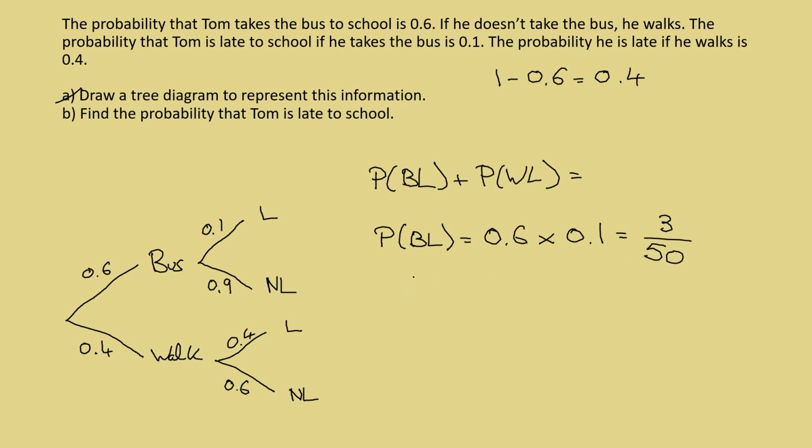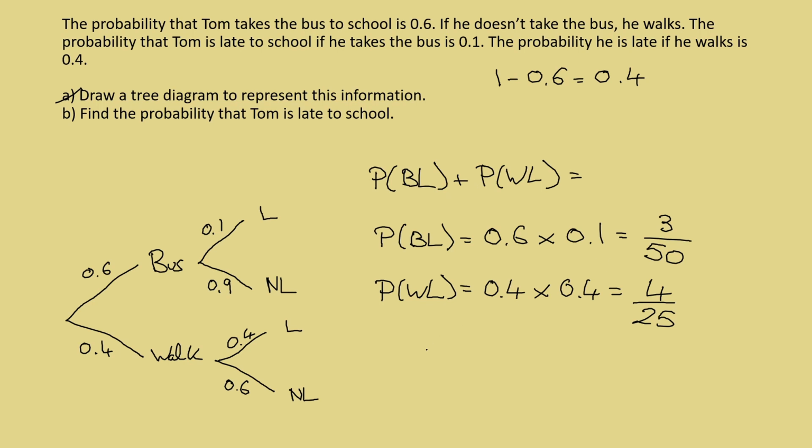Perfect. And then the probability of him being late after walking is going to be 0.4, the probability of him walking, times the probability of being late after that, which is 0.4 again. And if we plug this into the calculator, we should get 4/25. Perfect. So now we have both probabilities.